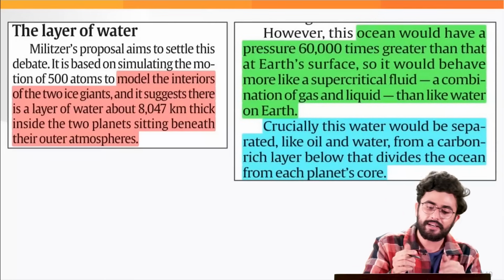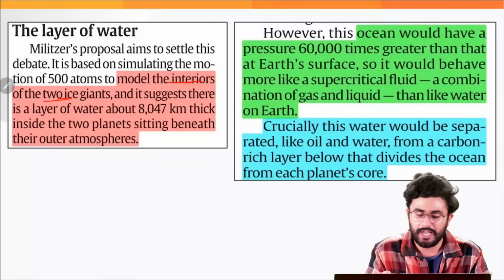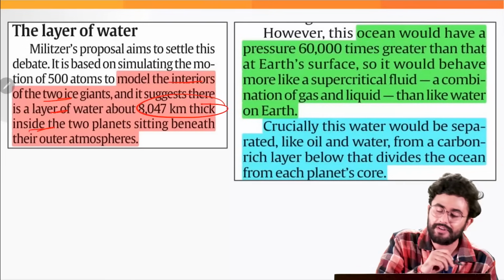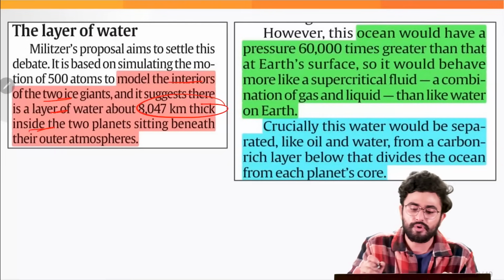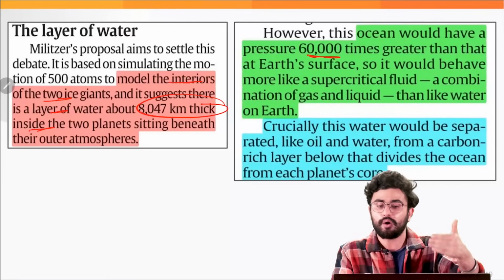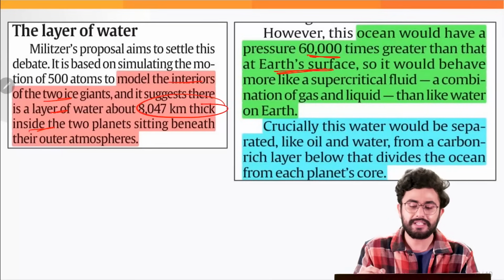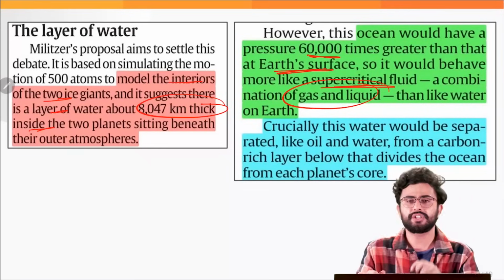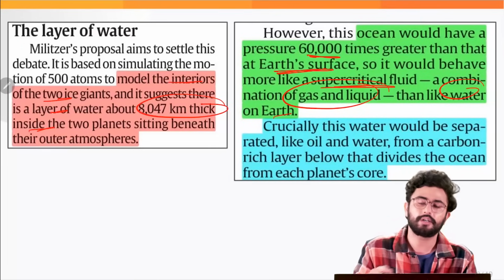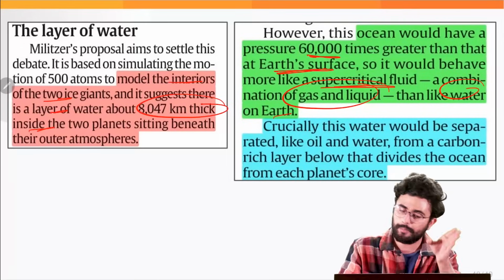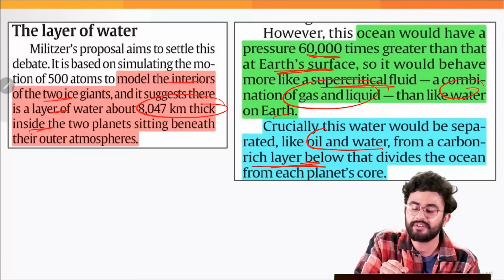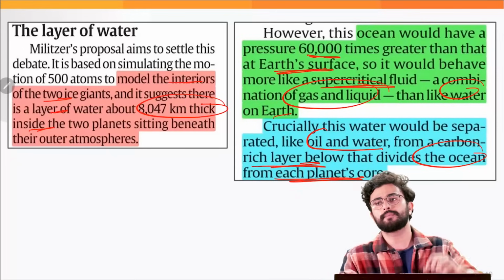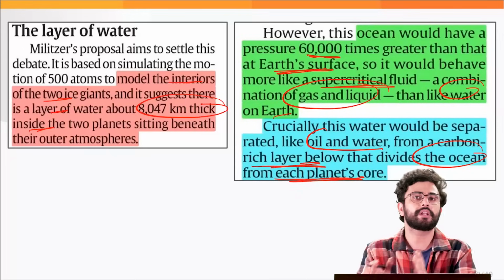Now the scientists model the interiors of these 2 ice giants and suggest that there is a layer of water which is around 8,047 kilometers thick. And this ocean would have a pressure that is around 60,000 times greater than that of the Earth's surface. So obviously it will behave more like a supercritical fluid, with a combination of a gas and liquid, than like water on Earth. So crucially, this water would be separated like oil and water from a carbon rich layer below that actually divides the ocean from each planet's core, and that is responsible for the tilted magnetic field which Uranus has.